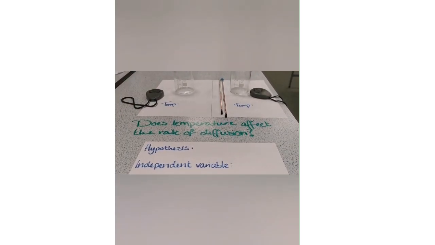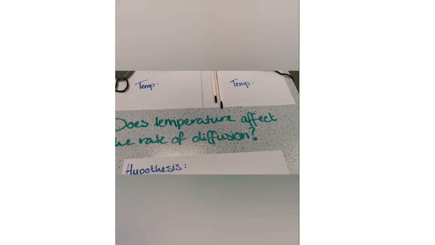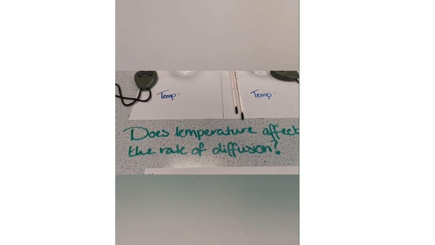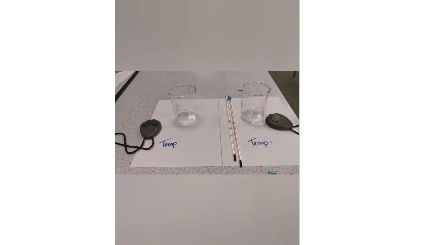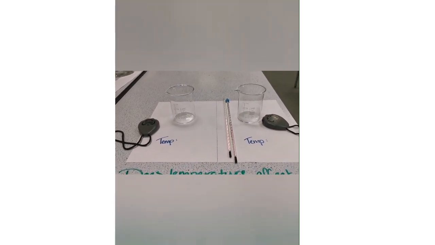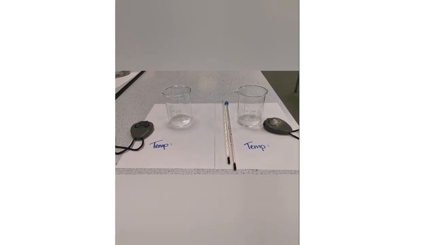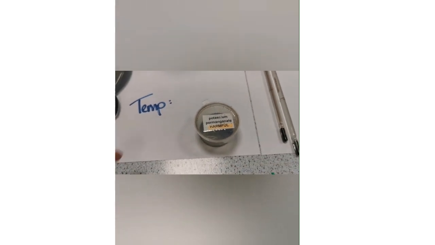So this is our practical setup, and we are today going to try to answer this question. Does temperature affect the rate of diffusion? We can test this hypothesis by setting up this equipment. I have got here 2 beakers, 2 thermometers, 2 stopwatches, and this chemical here, it's potassium permanganate.